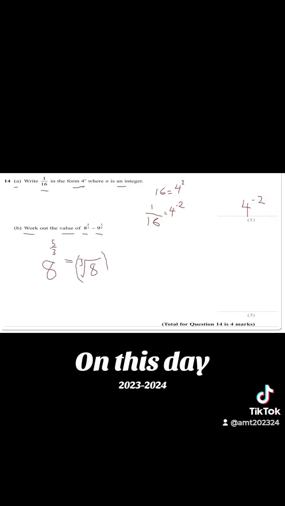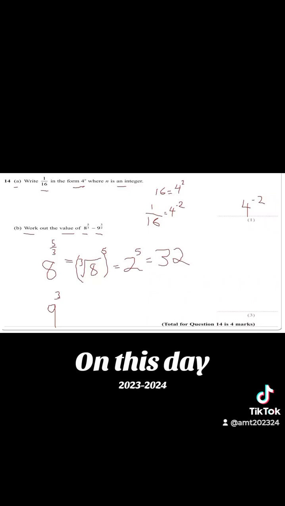The cube root of 8 is 2, so it's 2 to the power of 5, which is 2 times 2 times 2 times 2 times 2, which works out to 32. This topic requires your knowledge of square roots, cube roots, cubing, squaring, power of 4, and so on, and also 4th and 5th roots.